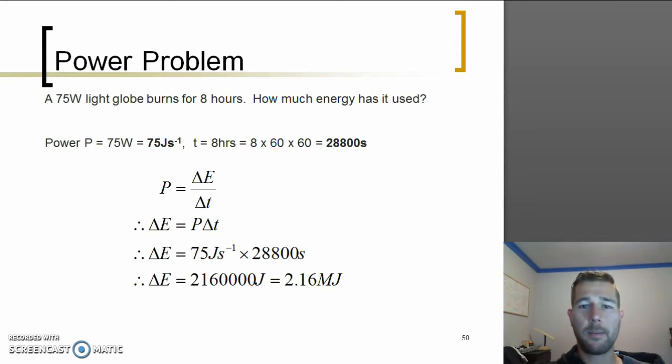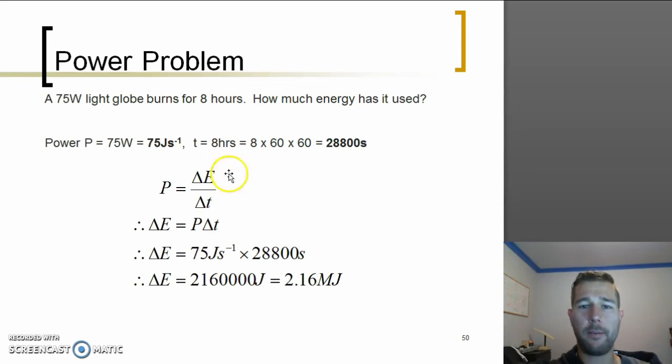Let's just have a look at one example problem to enhance our understanding. We have a 75 watt light globe that burns for 8 hours. How much energy has it used? So first we write down what we know in the question. We know the power is 75 watts. The time is 8 hours, and we have to convert that to seconds. You can see on the screen the conversion.